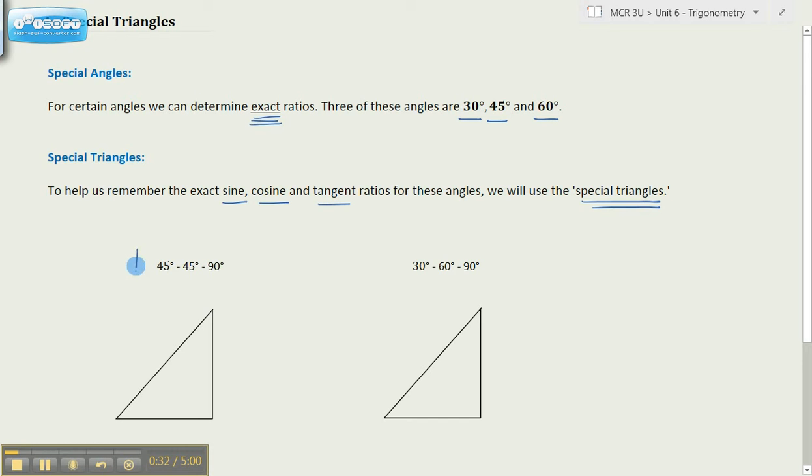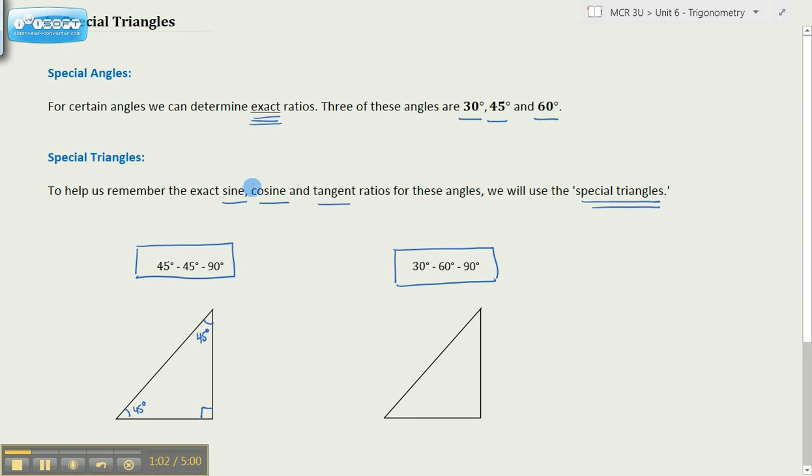The two triangles that help us memorize those exact ratios are 45, 45, 90, which is one triangle, and the second triangle has 30, 60, and 90. If we look at the first triangle, we have 45, 45, and 90. These are the angles contained inside the triangle. Here's my 90-degree angle, so the two opposite angles are 45 and 45.